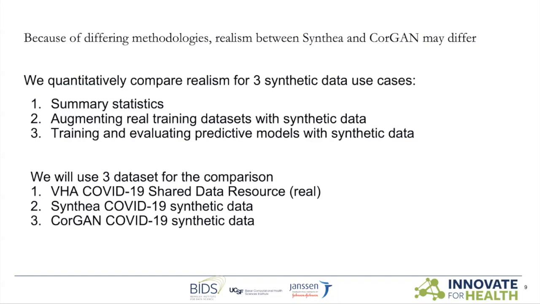And then for the synthetic data sets, we'll use a COVID-19 module that was developed by Synthea as synthetic data from the Synthea method. We'll also have a COVID-19 matrix derived from the VHA COVID-19 shared data resource to train a CorGAN model and generate synthetic data from that trained GAN model.